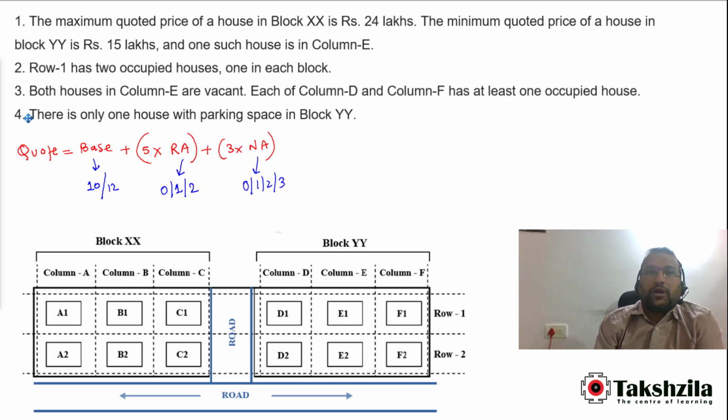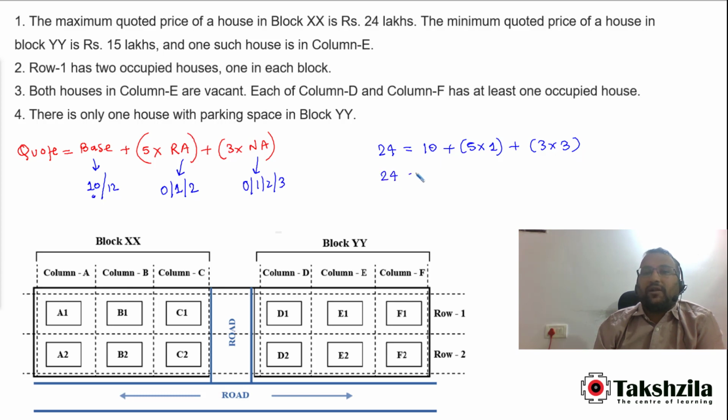The maximum quoted price of a house in block XX is 24 lakh. How can we make 24 lakh over here? Let's have a look at it. If the base price is 10, if the road adjacency value is 2, then it will not be possible. Then if the road adjacency value is 1, this is going to be 5 into 1. Now the remaining is 9 lakh. That 9 lakh we can form as 3 into 3. This is the only possibility with the base price 10 lakh.